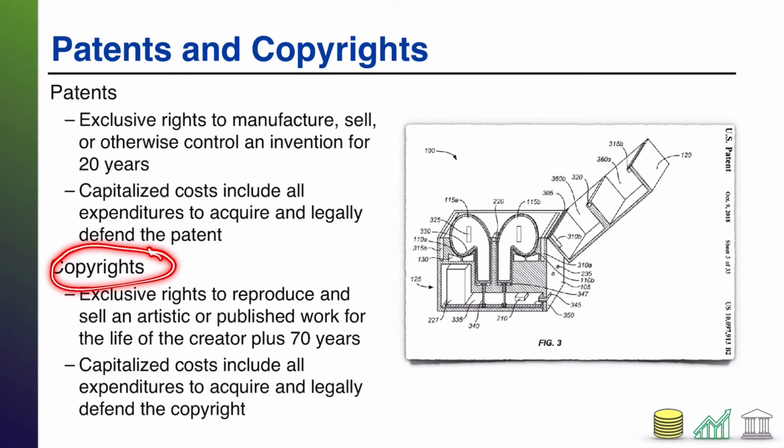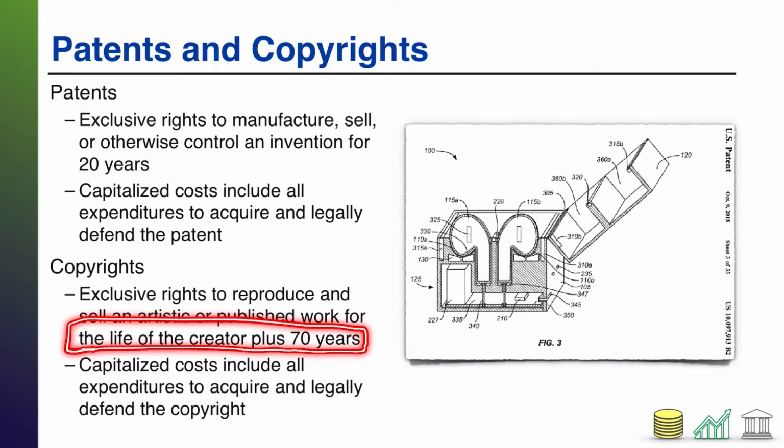Copyrights are very similar. It's another legal protection. However, instead of over an invention, it's a legal protection over published works. And here I say for the life of the creator plus 70 years. Now, that's when an individual creates a copyrighted work. For companies, those metrics are a little bit different. And also, this has not stayed stagnant over time. The lifespan of copyrights has changed, and chances are it may change again in the future. So this video might become outdated. So don't hinge on these numbers right here.